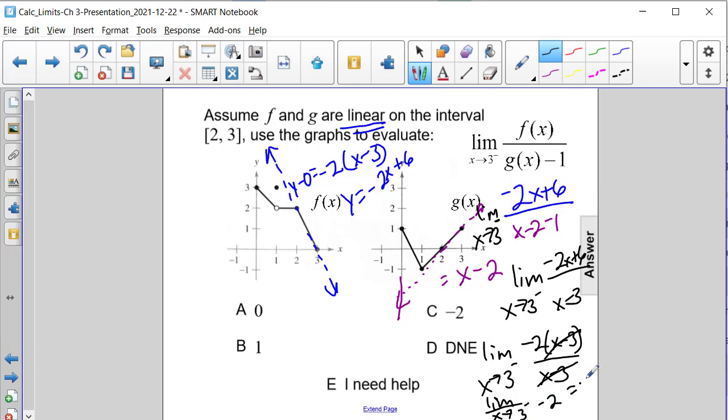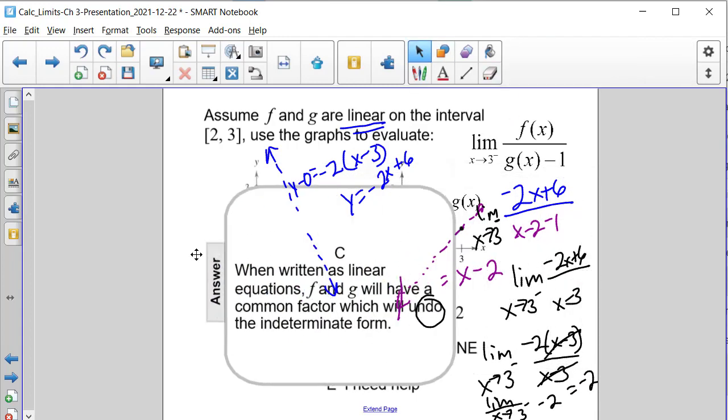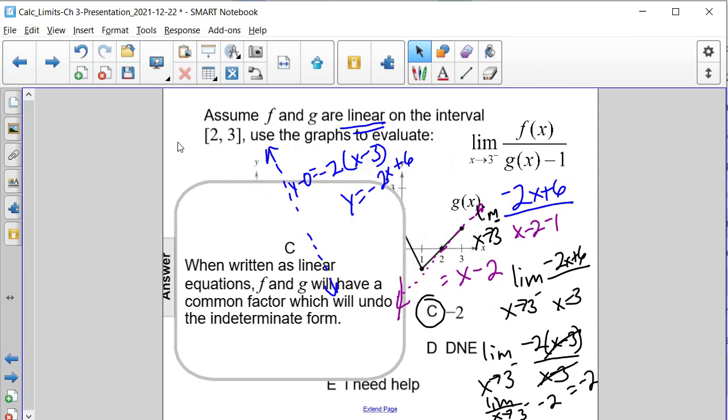So it's going to be -2, or answer choice C. And notice the note provided here in this answer says, when written as linear equations, f and g will have a common factor, which we found here, which will undo the indeterminate form.